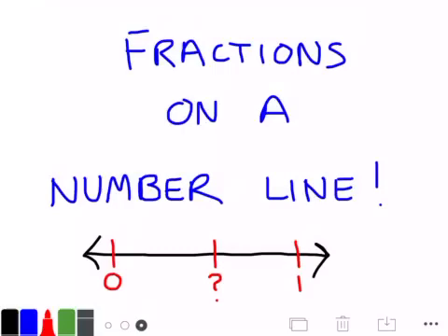Hey guys, in this video we're going to talk about fractions on a number line. You can see down below here I have a number line drawn. The number line goes from 0 to 1, but as you know, number lines would go on indefinitely. But there's a missing fraction right in the middle of the number line, and that's what we're going to talk about in the video. How do you figure that out?